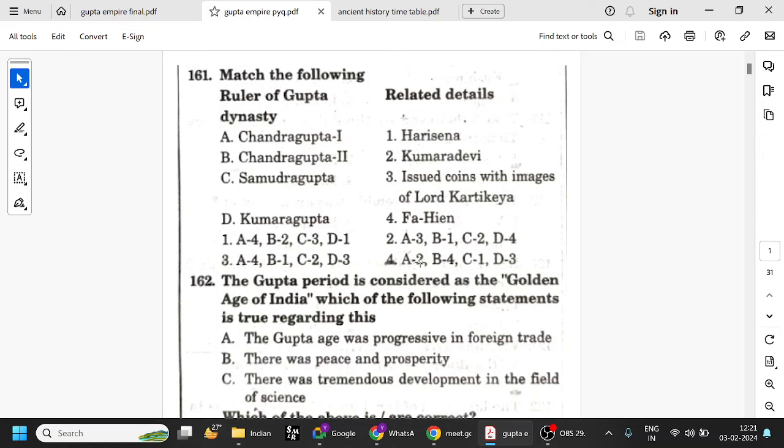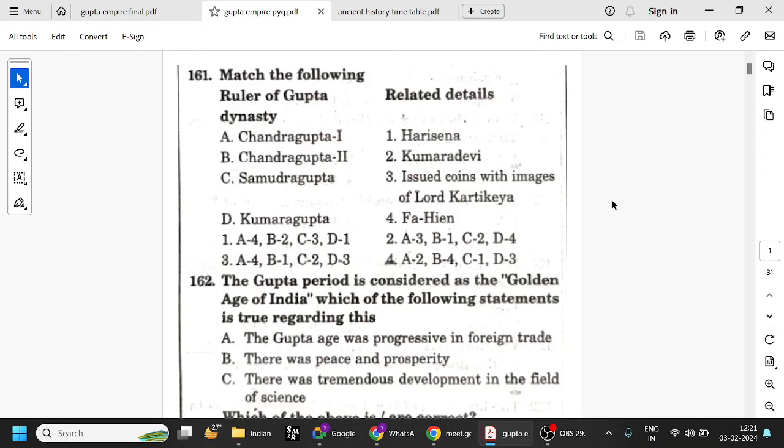And what else? Chandragupta 1 is related to Kumaradevi. Chandragupta's wife is Kumaradevi. They issued the Chandragupta-Kumaradevi type of gold coins. And what is left? Samudragupta. Samudragupta, C1. So Harishena is the court poet of Samudragupta.